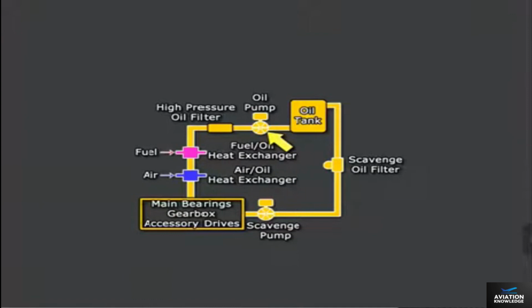Oil is pressurized by an engine-driven oil pump. From the pump, the oil flows through the oil filter. Next, the engine oil is cooled by a fuel oil heat exchanger. A secondary air-oil heat exchanger provides oil cooling under conditions of low fuel flow or high fuel temperatures. After cooling, oil is delivered to the various components. Finally, a scavenge pump returns the oil to the reservoir.